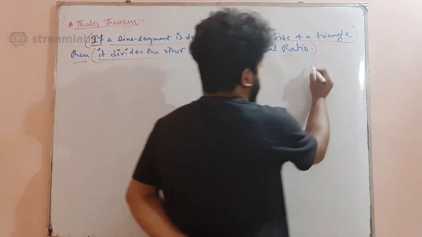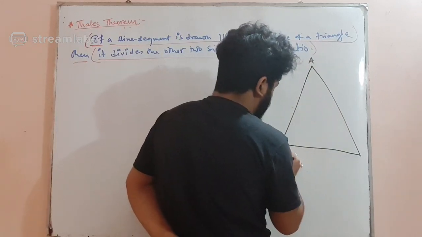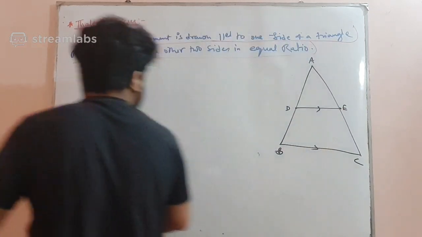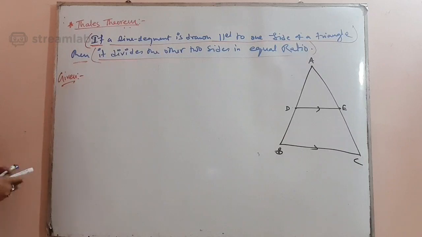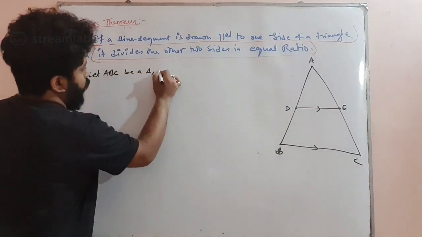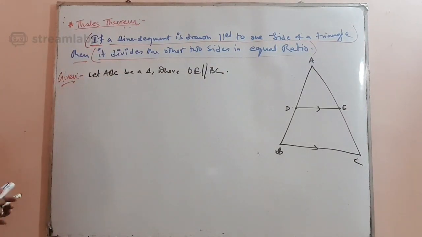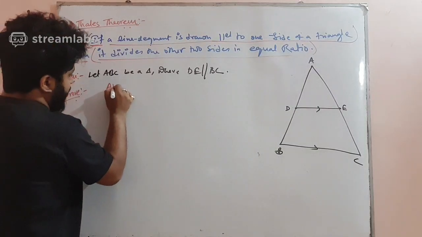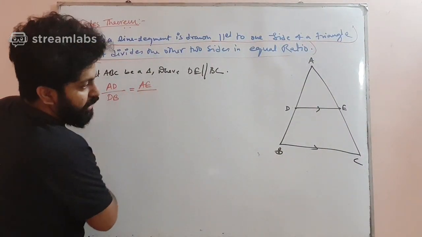So let's try to prove it. ABC, D, E. Our given is: let ABC be a triangle where DE is parallel to BC. What will be our to prove? Our to prove will be AD by DB must be equal to AE by EC.